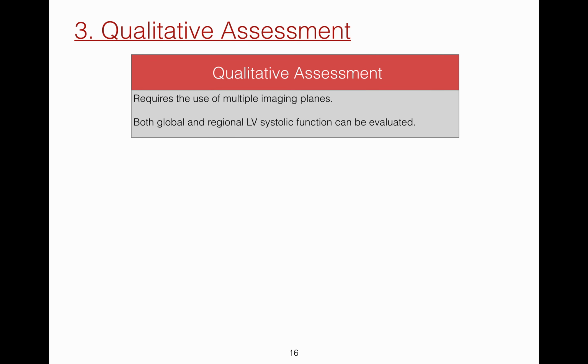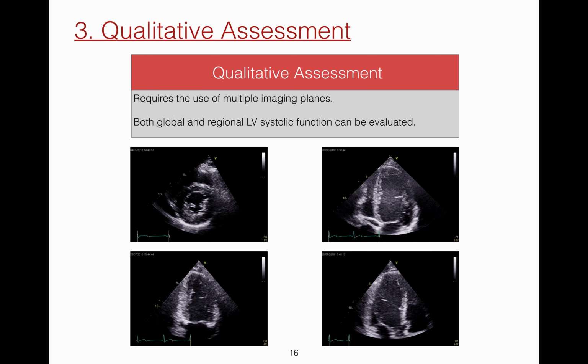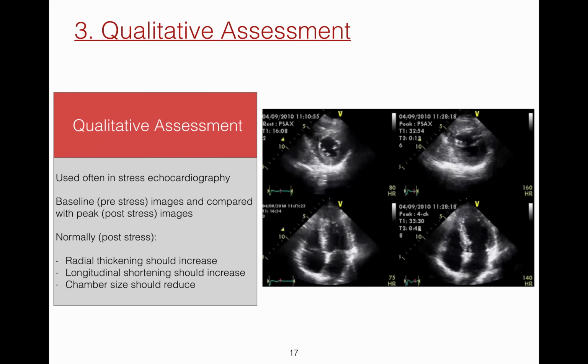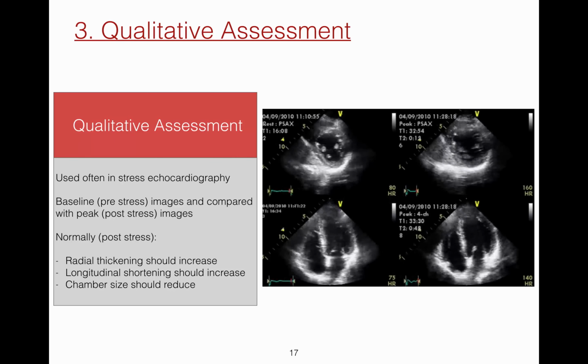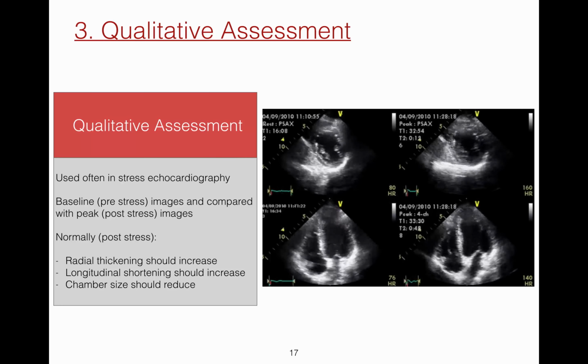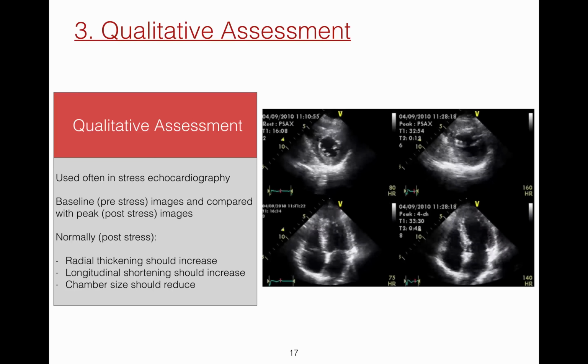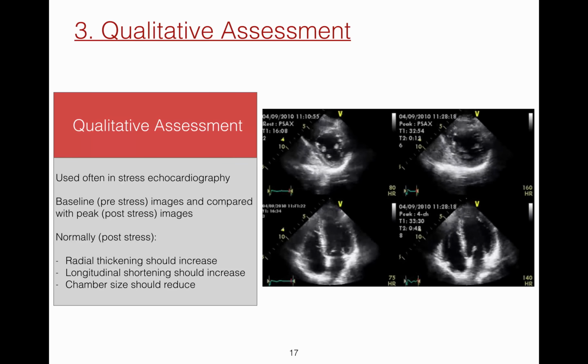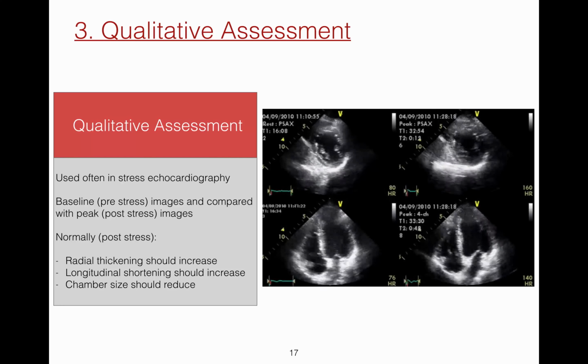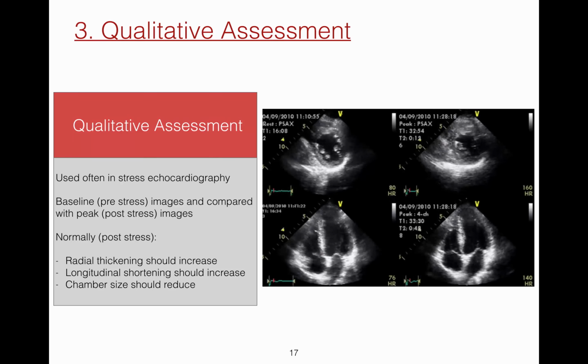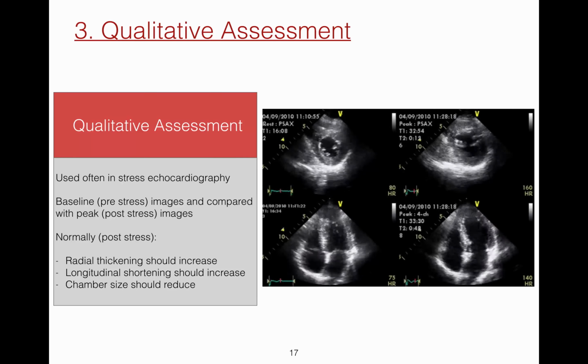Qualitative assessment is best when multiple imaging planes are used. Both global and regional LV systolic function can be evaluated. Qualitative assessment is often used in stress echocardiography, where baseline, that is pre-stress images, are compared with peak or post-stress images. Normally, post-stress, radial thickening should increase, longitudinal shortening should increase, but chamber size should reduce.